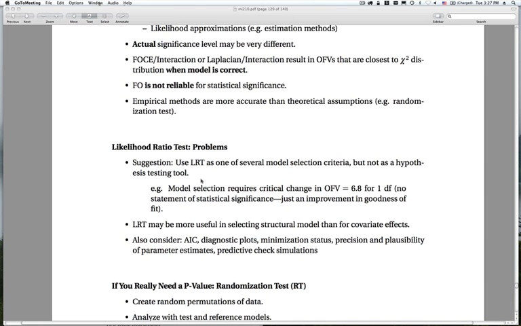What I would say is maybe use a likelihood ratio test as one of several model selection criteria, but not as a hypothesis testing tool. It might be more useful in helping you to select a structural model. Also consider things like AIC, diagnostic plots, minimization status, and so on.